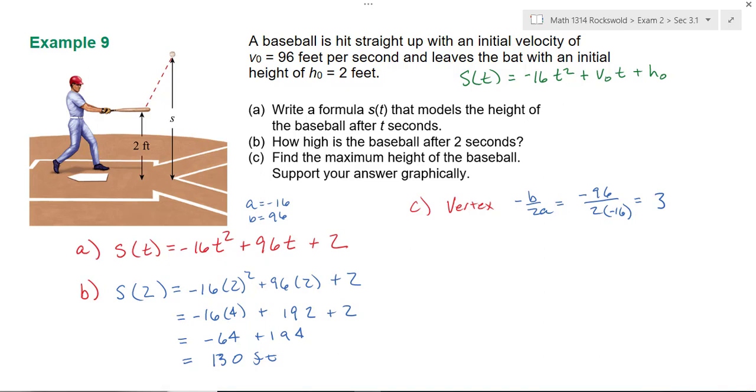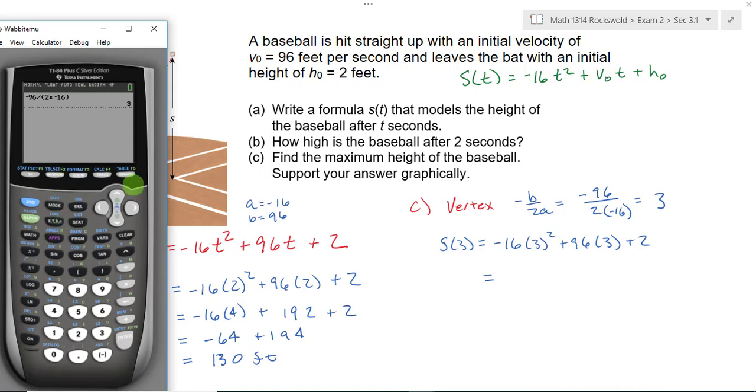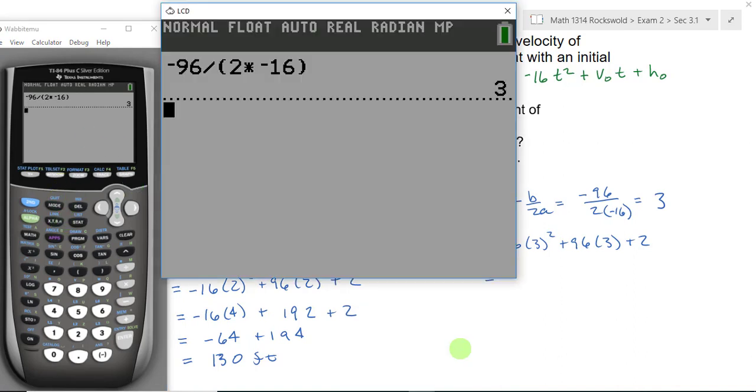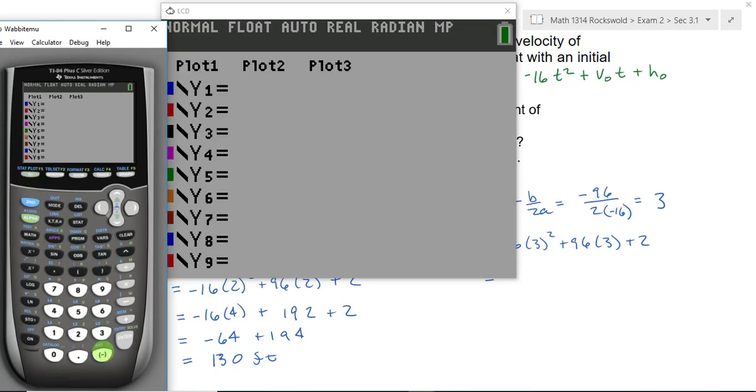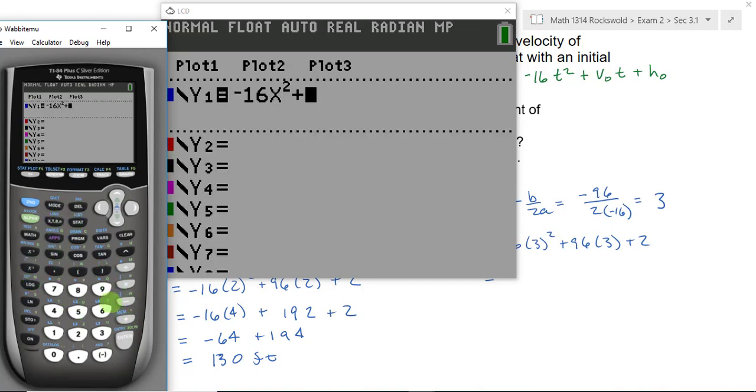We were asked to find that maximum height. The maximum height then is going to be equal to S of 3. And S of 3 is negative 16 times 3 squared plus 96 times 3 plus 2. And I'm going to do this on my calculator just because I don't want to do the arithmetic. So I'm going to hit y equals, and I'm going to graph my function. We have negative 16 t squared, I got to use an x, plus 96 t plus 2.